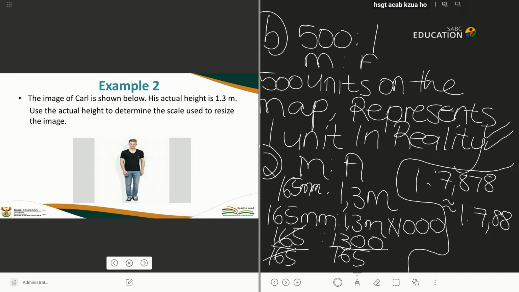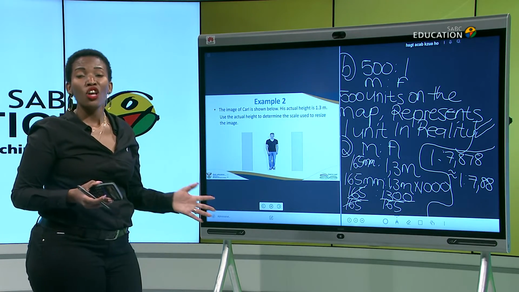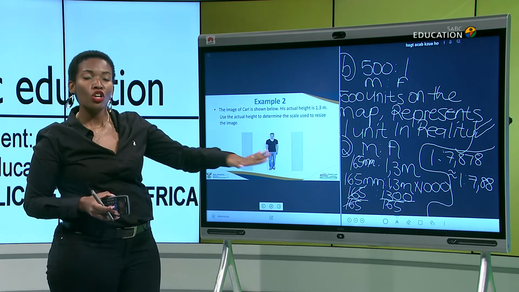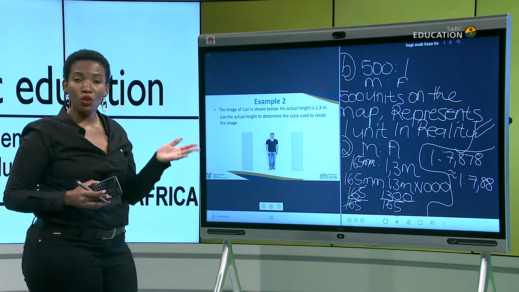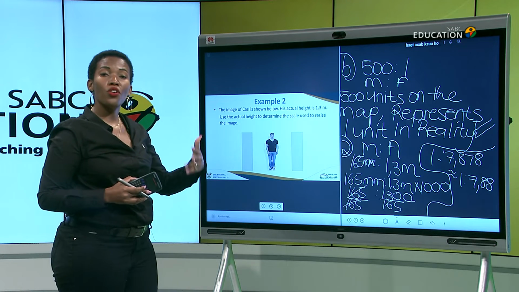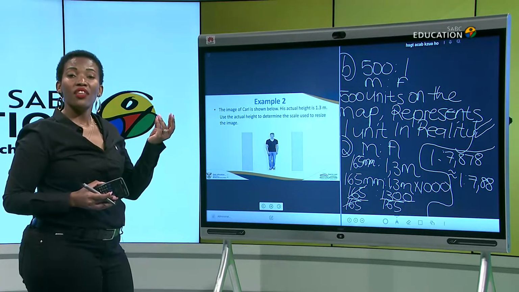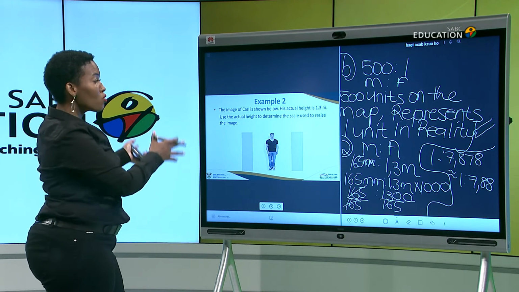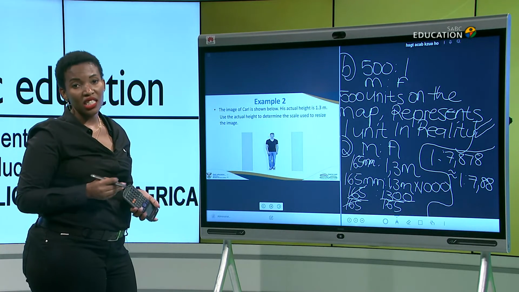Remember, guys, there was no instruction here that our scale must be to the nearest whole number or to the nearest 10 or to the nearest 100. So when you get a scale as a decimal, you do not panic. It is fine, especially if there was no instruction. We know if there is no instruction to tell us how many decimal places to round off to, we round it off to 2 decimal places, unless, again, the context does not allow for any decimal values. So the scale that was used to resize this image is 1:7.88.